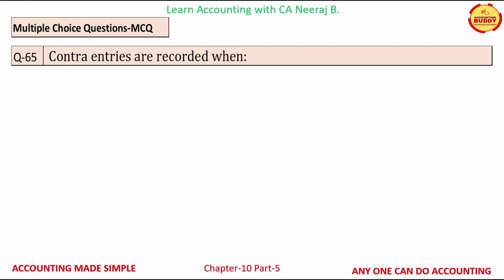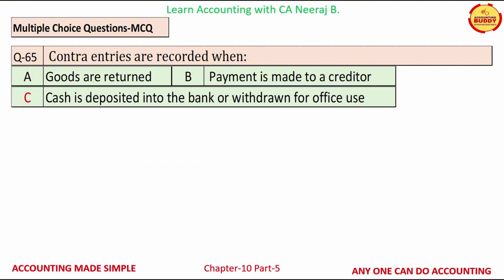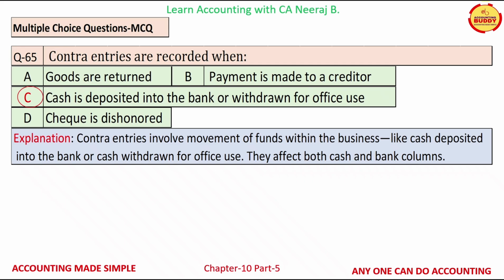Question number 65 is, contra entries are recorded when, and the available options are option A, goods are returned, option B, payment is made to a creditor, option C, cash is deposited into the bank or withdrawn for office use, option D, check is dishonored. And the correct answer is option C, cash is deposited into the bank or withdrawn for office use. Contra entries involve movement of funds within the business, like cash deposited into the bank or cash withdrawn for office use. They both affect cash and bank columns of the cash book.